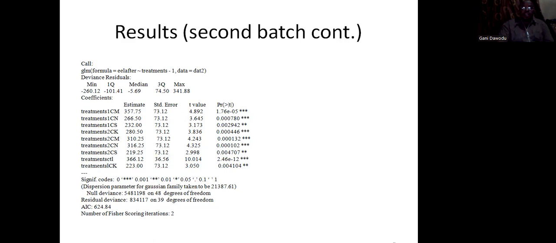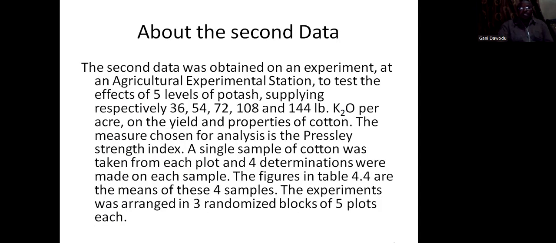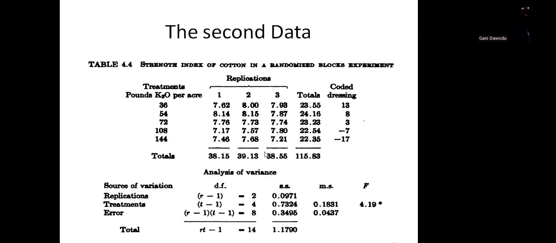These are the fumigation. Now, as for the second data, it's about potash applied to plots. Again, it is to prevent pests from attacking cotton. All right. That's the information about the data, and that's the data. This is the uncalculated ANOVA for the data.